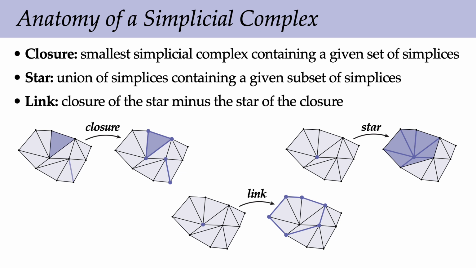Okay? So in general, this language, closure, star, link, is kind of a shorthand for saying which piece of the mesh I am talking about. Rather than saying, oh, well, I'm talking about the set of elements I get by taking all the triangles touching the vertex and all the edges touching the vertex and so on, now you just have a shorthand to say, oh, I'm talking about the link. I'm talking about the star, and we'll use that in a moment.